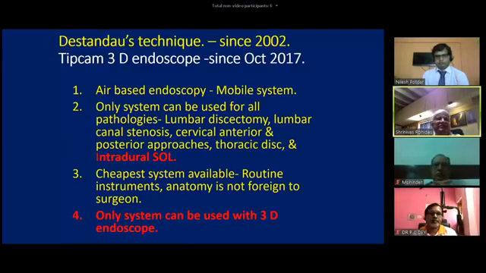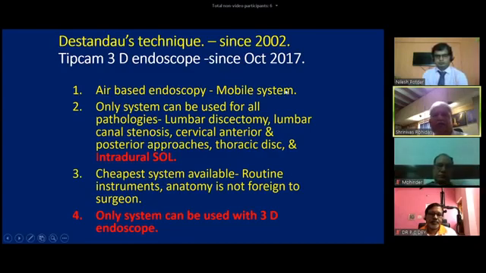Now, this Destandau's technique is the air-based endoscopy. We cannot say it is a air-based because we create artificial space by the outer tube. When we try to compare with the fluid-based, then we call it as a air-based.